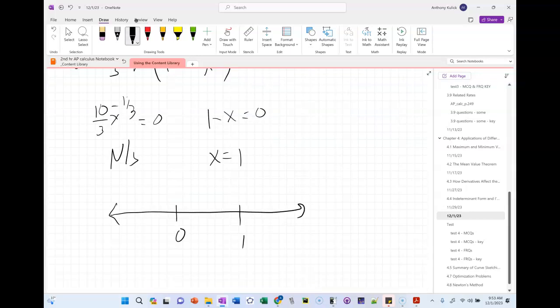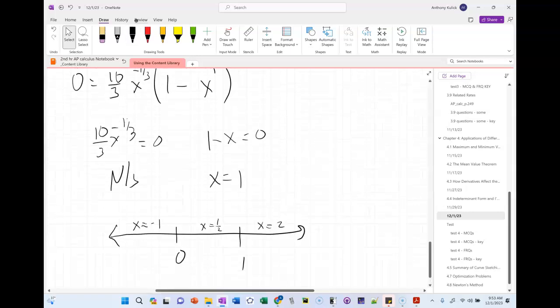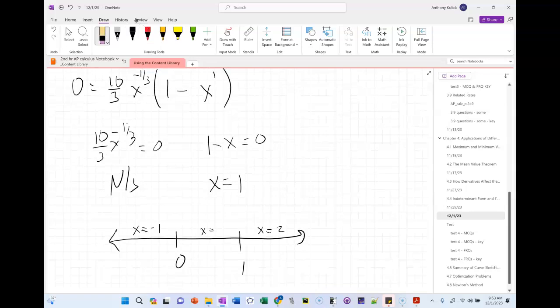So I'm going to draw a sign diagram now. I'm going to pick some test values. So I'll pick a value less than 0, between 0 and 1, and then bigger than 1. Does it matter what those are? Not really. Actually, I think instead of 1/2, let's do 1/8. You'll see why in a second.